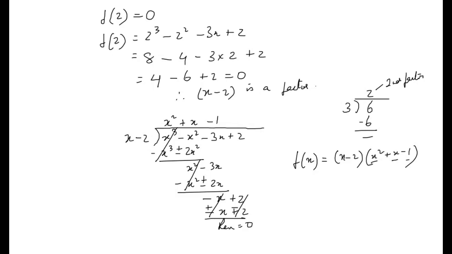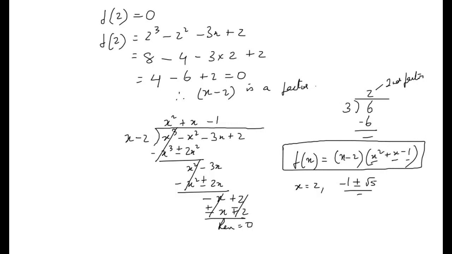And I don't get any rational factors, and therefore I'm just going to leave it like this. If I wanted to find the roots, of course, one of the roots would be 2, and using your calculator, the remaining roots would be minus 1 plus minus root of 5, the whole over 2. Next question.